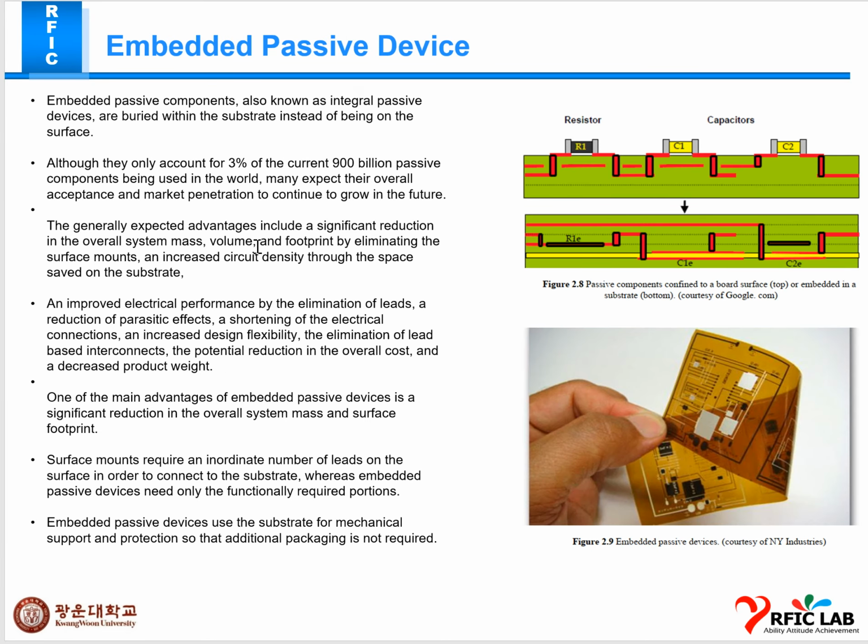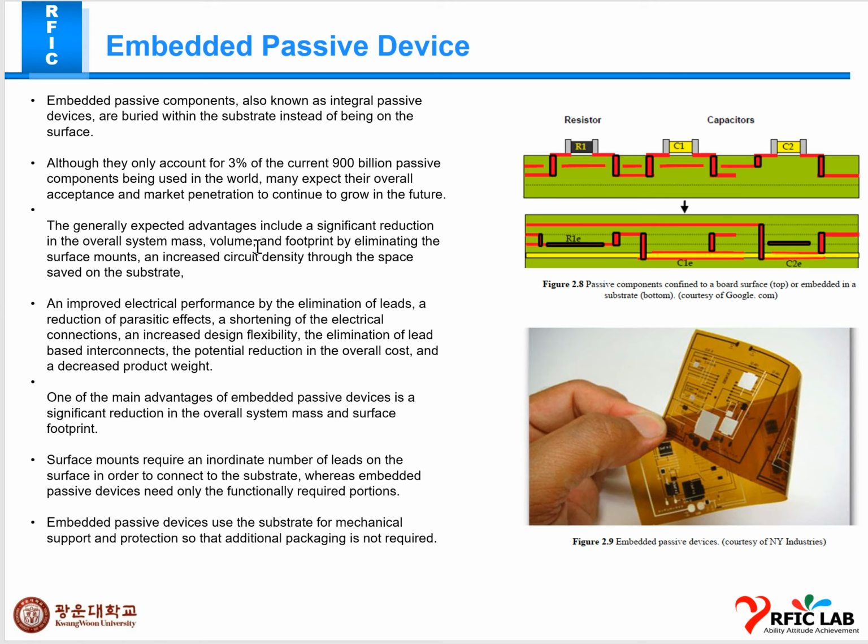The next slide is about embedded passive devices. The first figure is about passive components confined to the board surface at the top, or embedded in the substrate at the bottom. The next figure is a photograph of an embedded passive device.